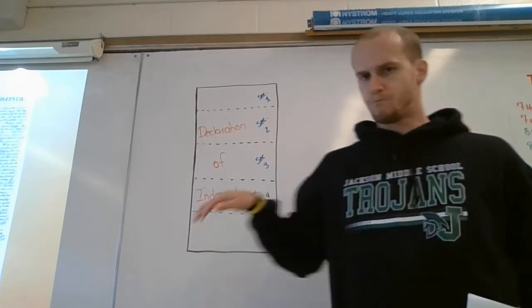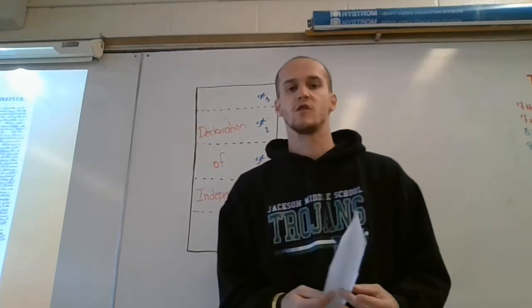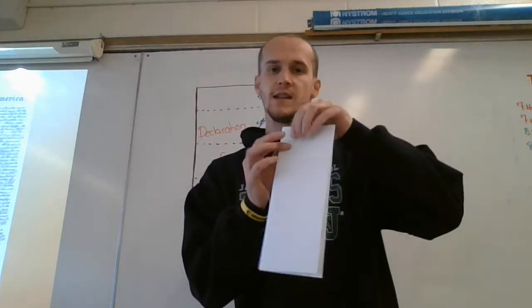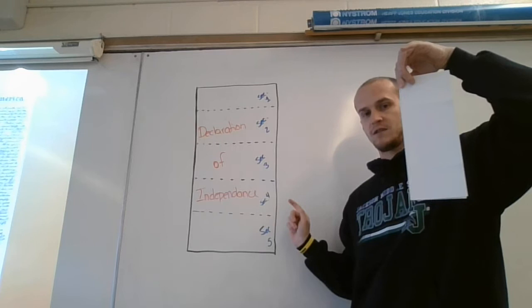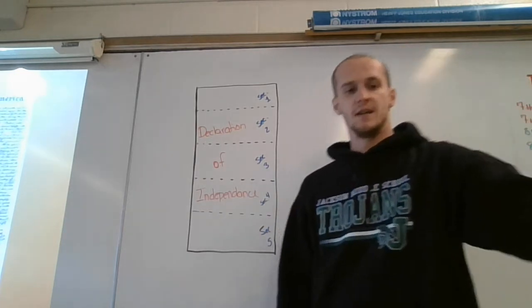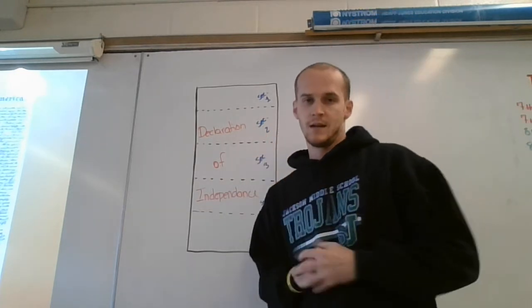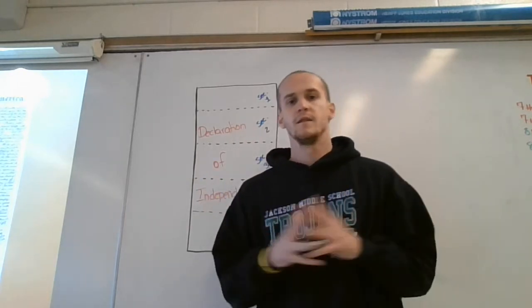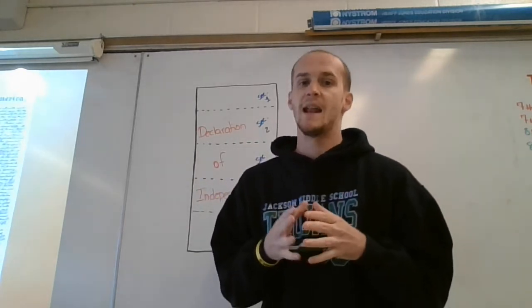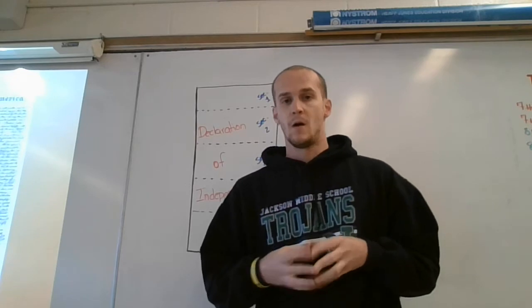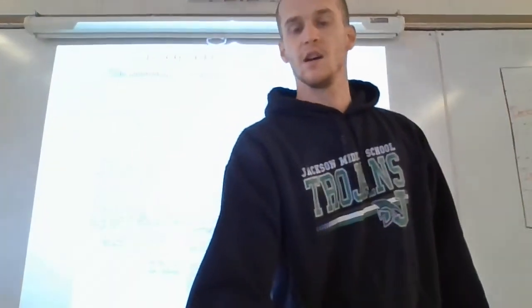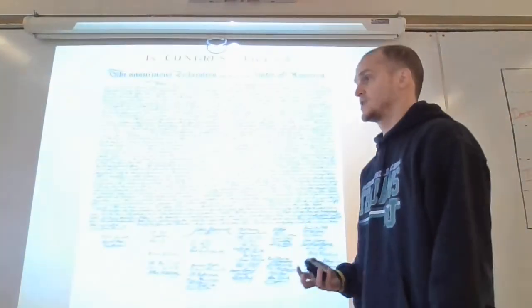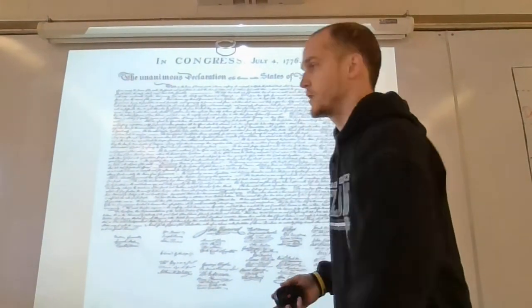All right, so when we look at the Declaration of Independence, you're going to create a foldable. Take your paper, fold it in half like this, and then make 5 flaps, because there are 5 sections of the Declaration of Independence. Today, we're going to look at all 5 of them. Inside your foldable, you will take notes as we go through each of the 5 sections of the Declaration.